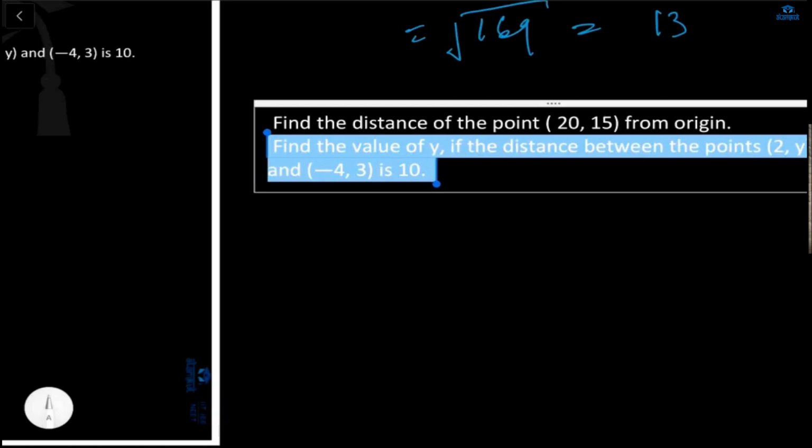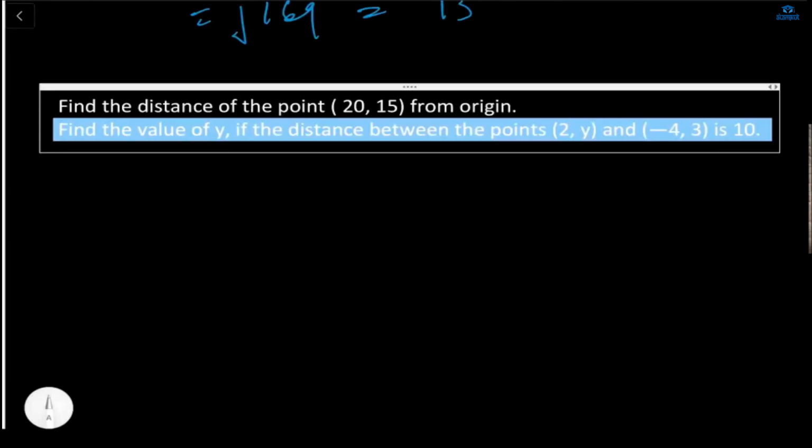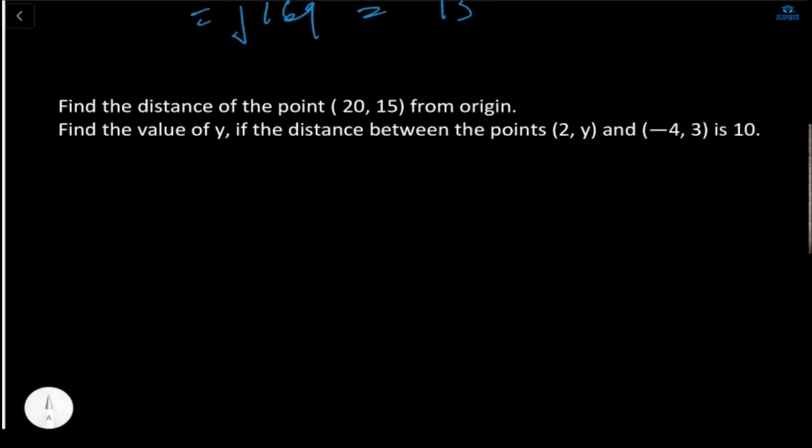Now if you see here, it is already mentioned. Find the value of y if the distance between the points (2, y) and (minus 4, 3) is 10. So the distance is already mentioned. Now you have to find a missing value. And how are you going to do it? Same way.